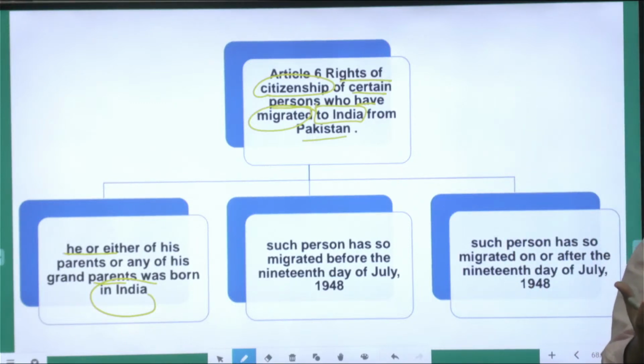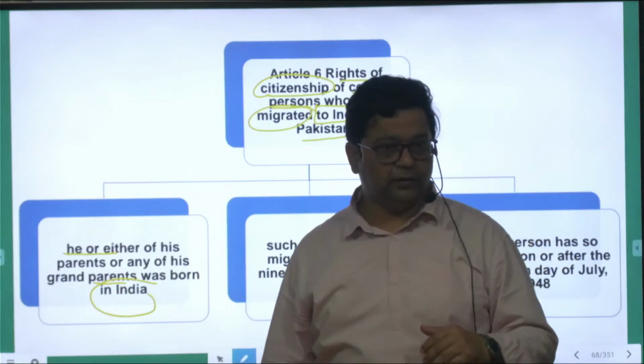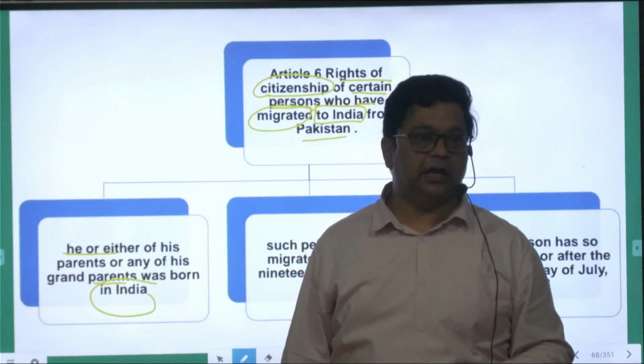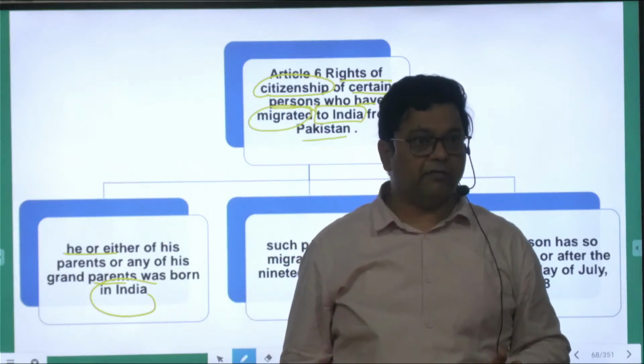And which is the other India? Do we have a second India also? Ma'am is saying our India. India means the India mentioned in the Government of India Act 1935. Clear? So any person who is born in India, or either of whose parents or grandparents was born in India, and who migrated to Pakistan, now wants to come back to India after partition.